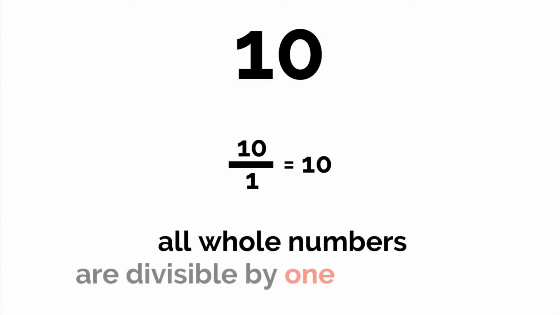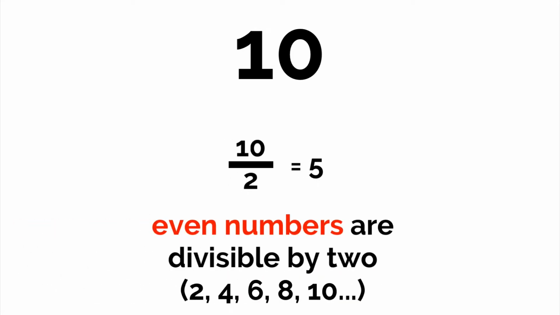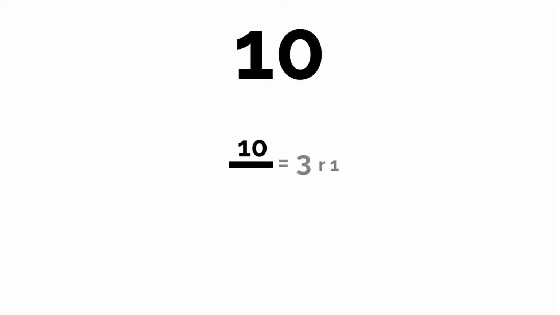Take the number 10. 10 can be divided by 1, which just gives 10. In this way, every number is divisible by 1. 10 is also divisible by 2 because it is an even number. Even numbers are the ones that are divisible by 2, like 2, 4, 6, 8, 10, and so on. However, 10 is not divisible by 3. If we tried, we'd get 3 remainder 1. 3 does not go into 10 evenly. So while 1 and 2 are factors of 10, 3 is not.